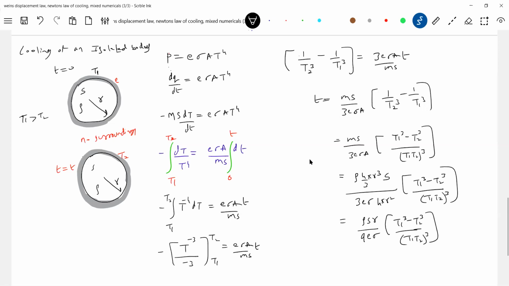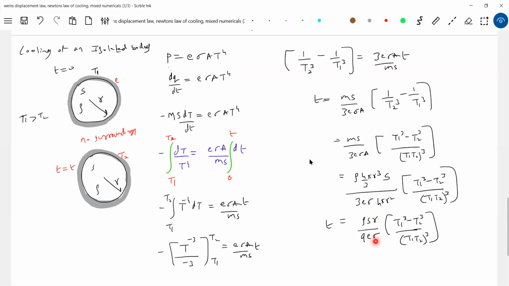A very important conclusion is what we are going to have. The time taken for an isolated body to cool down, as the temperature decreases, depends on the density, the radius, and the emissivity. If emissivity is more, then it will give out more energy, more thermal radiation, and it will take less time. If specific heat is more, it takes more time. If density is more, it takes more time. If r increases, surface area increases, then it will take more time.